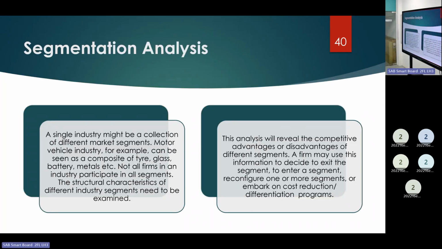Then the other one, the segmentation. We have to analyze the segmentation. A single industry might be a collection of different market segments. The motor vehicle industry, for example, the automobile industry, can be seen as the composite of tires, glass, battery, metal, etc. Not all firms in an industry participate in all segments. So the structural characteristics of different industry segments need to be examined.